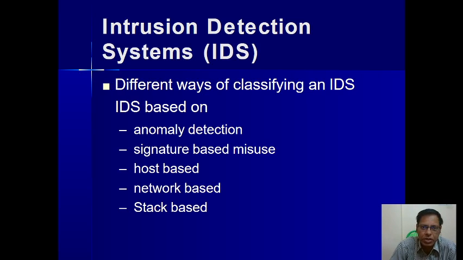So intrusion detection can also happen based on the host system. Network based, as I told you just now, may be because of a network issue, maybe a calamity, maybe excess capacity of the network, or any other cause. Stack based: as you know, there is a stack capacity, so if the stack is exceeded, then also the intrusion may happen.